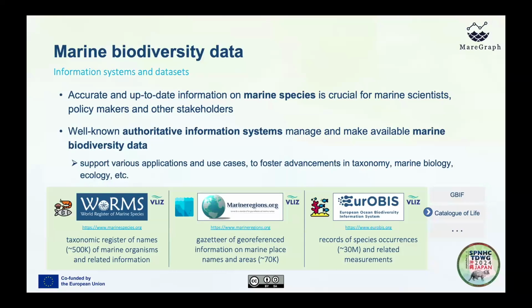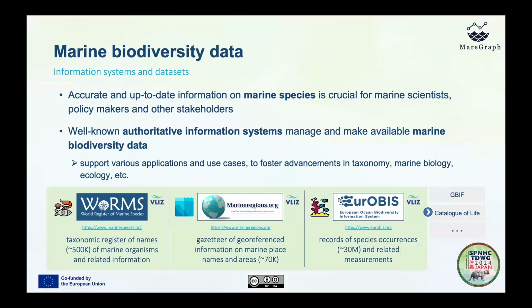As many of you perfectly know, all stakeholders working with biodiversity data need high-quality information, and when it comes to marine species, high-quality biodiversity data is made available by well-known authoritative information systems. These systems include the World Register of Marine Species, known as WoRMS, which is a register of names of marine organisms together with taxonomic classification, geographic distribution, bioecological traits, and other information on aquatic organisms.